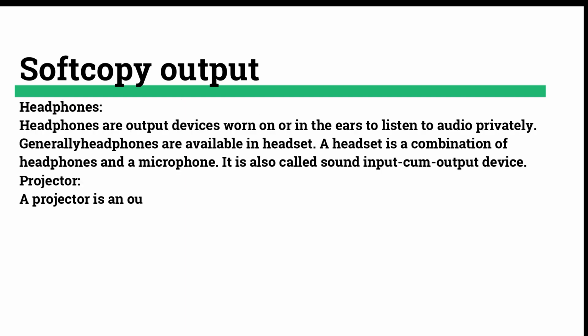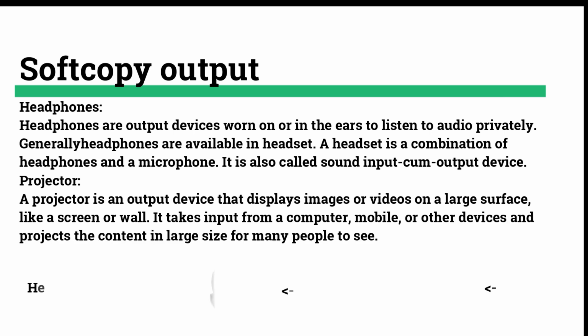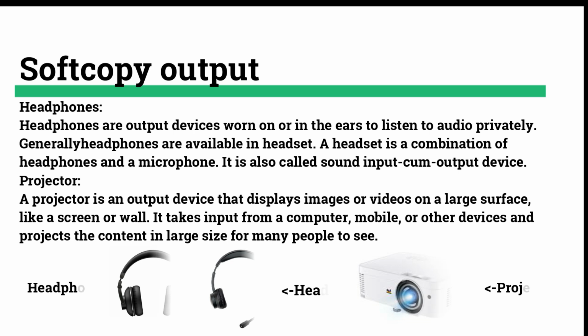Headphones. Headphones are output devices worn on or in the ears to listen to audio privately. Generally, headphones are available as a headset. A headset is a combination of headphones and a microphone. It is also called a sound input-output device.